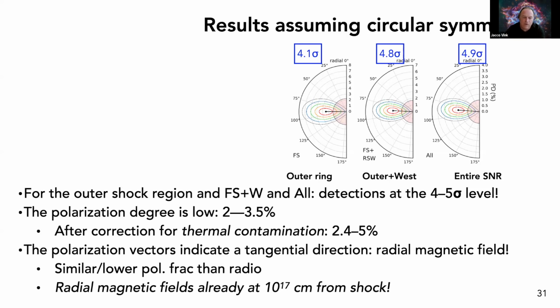If you correct for thermal contamination, it's still on the level of less than 5% polarization. So it looks like it's a very turbulent magnetic field there. And to our big surprise, we had hoped for a tangential direction so that the hydrodynamic instabilities kick in further downstream, outside the X-ray synchrotron rims. But what we found is that already in these very thin filaments, there is a radial magnetic field. So within 10 to the 17 centimeter of the shock front, the magnetic field is already radially stretched.